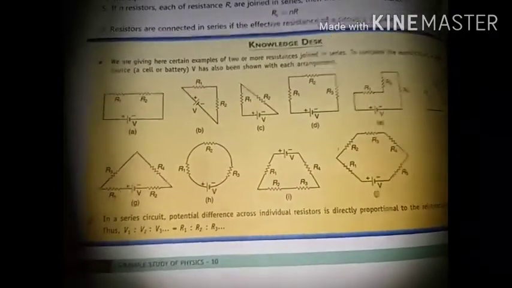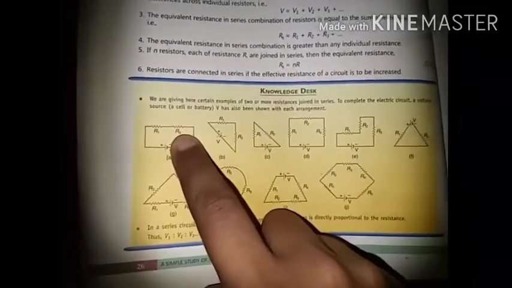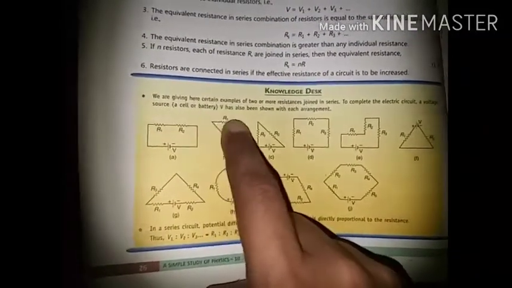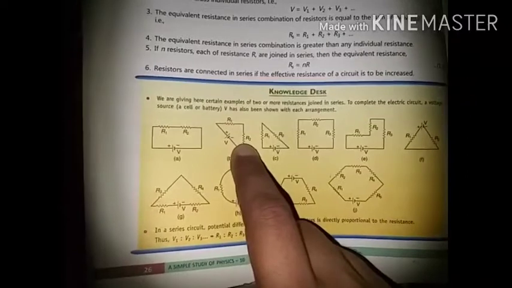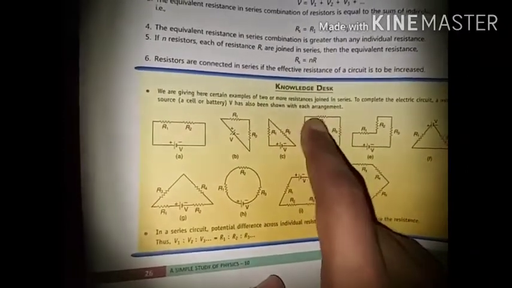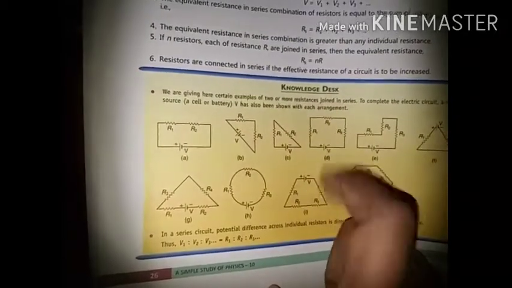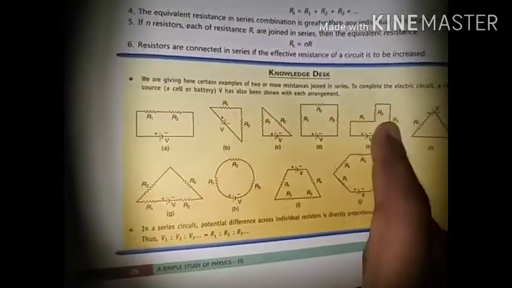Now I will be showing you a couple of circuit diagrams which also represent series combination of resistance. You might be very well aware with the first one, as it is the common setup of a series circuit. But as far as the other circuit diagrams are concerned, they are also very much series combination of resistance. So the question is how to identify series combination of resistors.